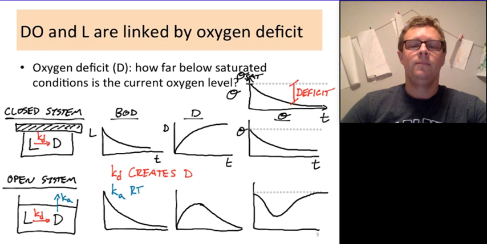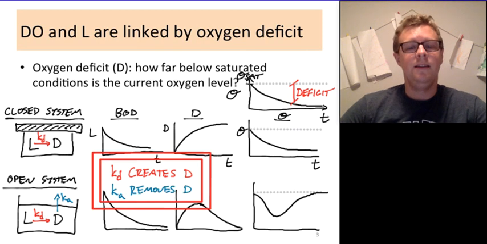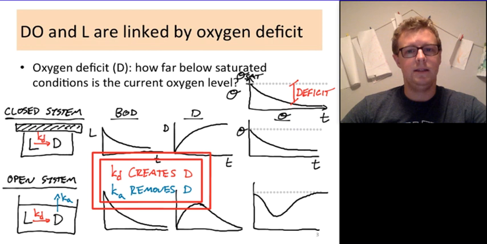So, one more time, just to reiterate, decomposition described by Kd creates deficit, reaeration removes deficit from the system. So deficit is in many ways the opposite of oxygen. Deficit's not consumed by decay, it's created. It doesn't enter from the atmosphere, it more or less leaves to the atmosphere, or it is replenished by oxygen entering from that atmospheric boundary.